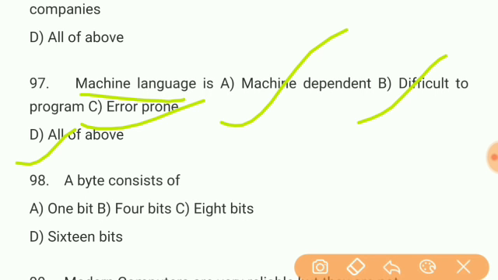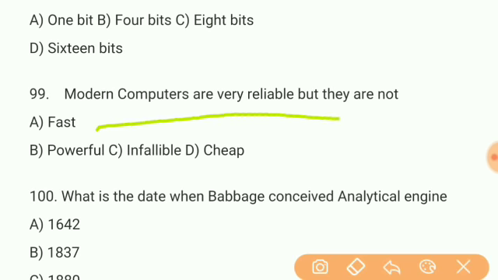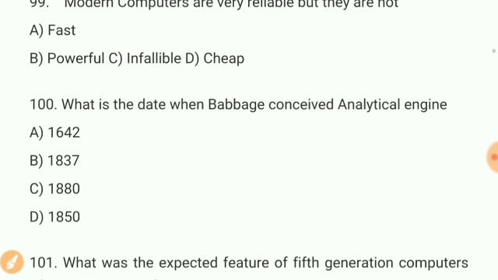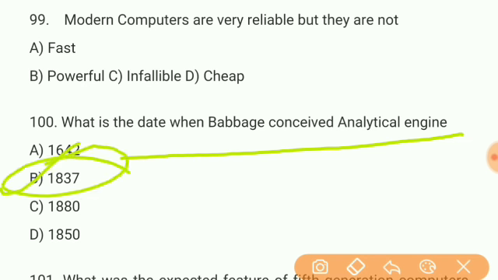Then number 98, a byte consists of what? And the answer is 8 bits. A byte means 8 bits. Then number 99, modern computers are very reliable, but they are not infallible. Then last, number 100, what is the date when Babbage conceived the analytical engine? The year was 1837, when Charles Babbage, the father of the computer, conceived the analytical engine.